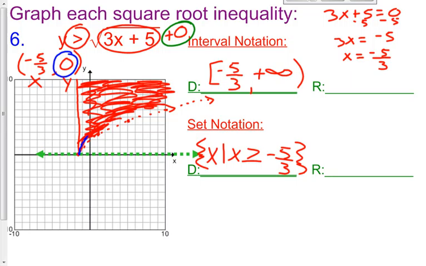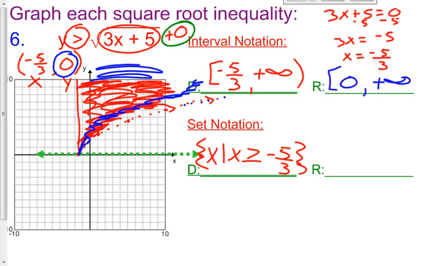And then how high does your shading go? It continues to go up and up and up. It follows this dotted line. Infinitely it goes up. So this goes all the way to positive infinity. So your range, it starts at 0, and it goes all the way to positive infinity. So your range is y such that y is greater than or equal to 0.